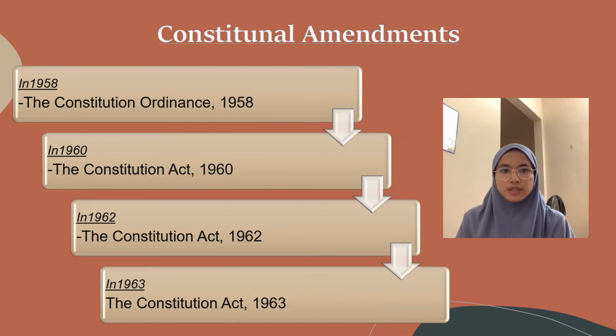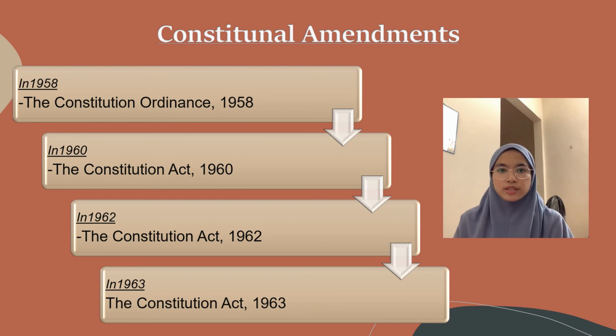Constitutional amendments. The Constitution Ordinance 1958 was the first instrument to effect an amendment to the Federal Constitution and the only amendment which was made under Article 159(2). In 1960, the Constitution Act 1960 was passed. This was the first act of the Malayan Parliament which sought to effect amendments to the Constitution.